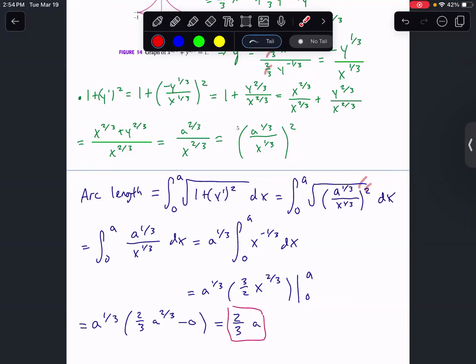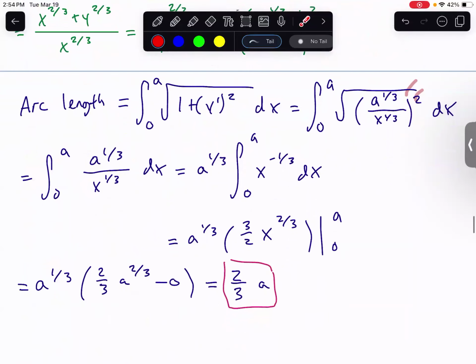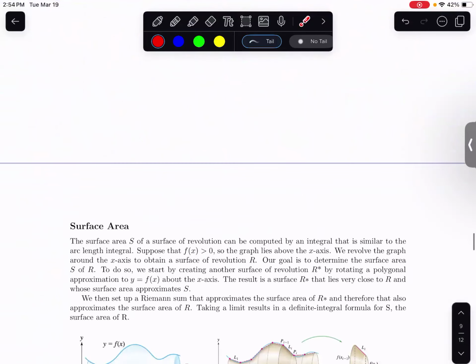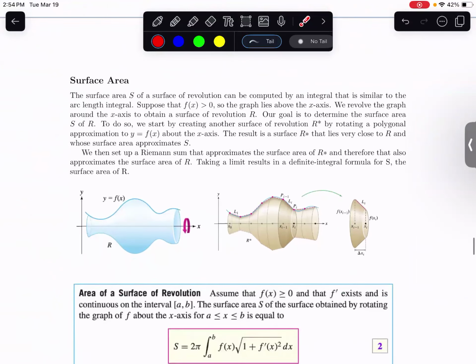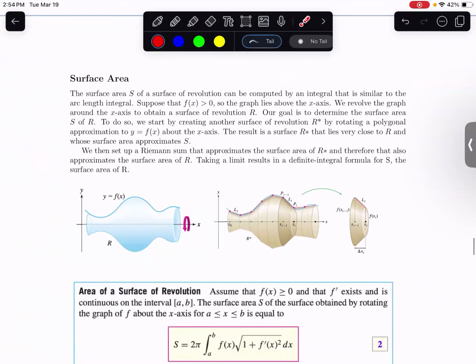Okay, so I guess I'll briefly, I don't have enough time to go through another example, but I'll talk a little bit about surface area. So you can use arc length or the arc length formula to determine the surface area of a surface of revolution. So we looked at surfaces of revolutions before, but we were always computing the volume. That was like the disk and washer method and the shell method, stuff like that from chapter 6.